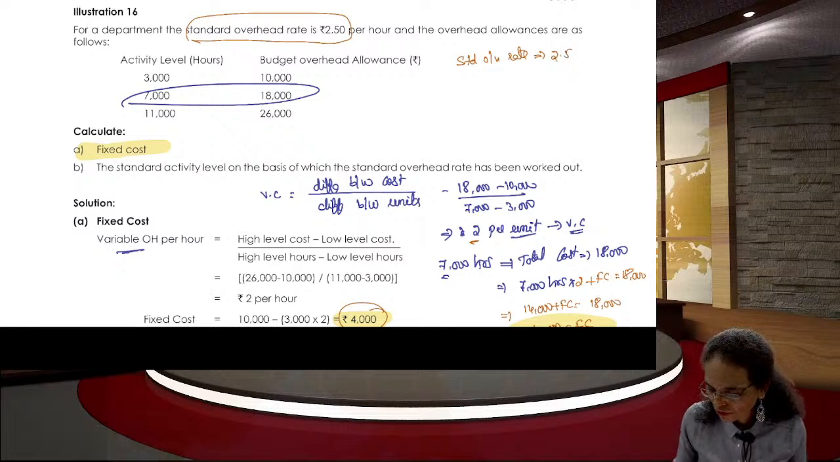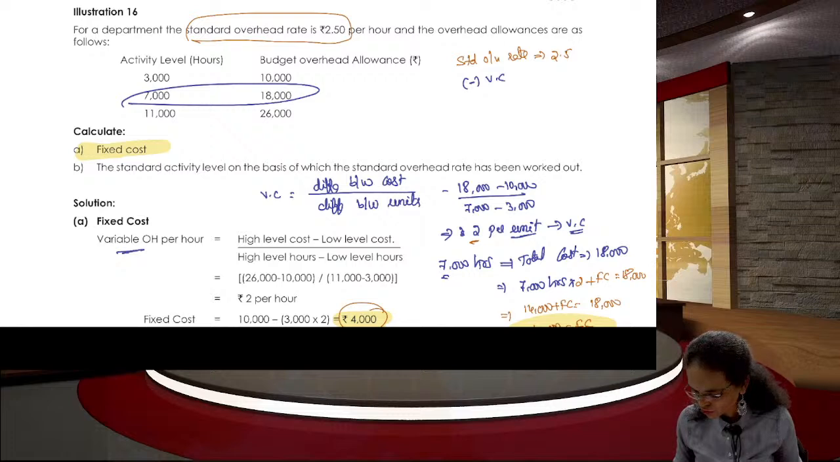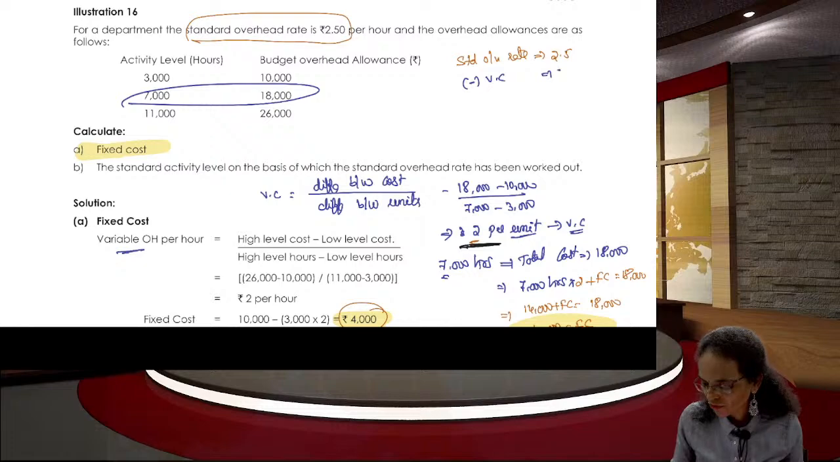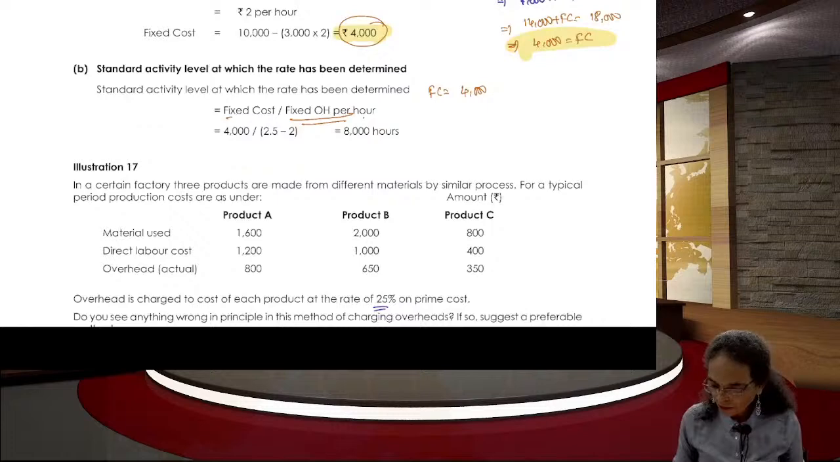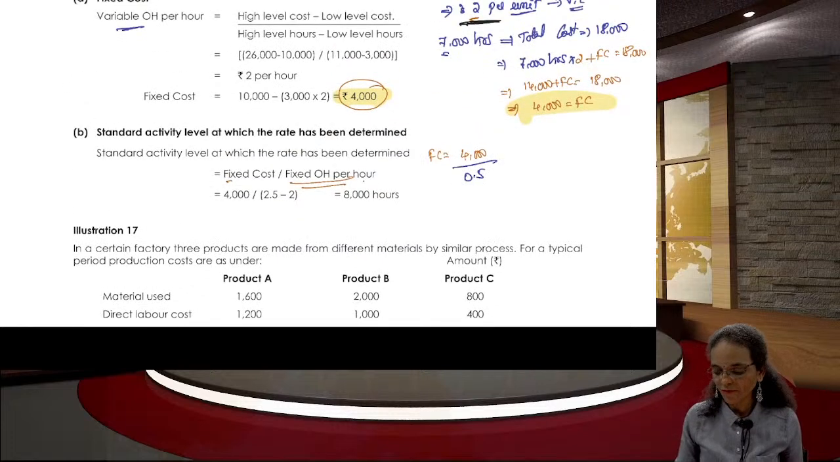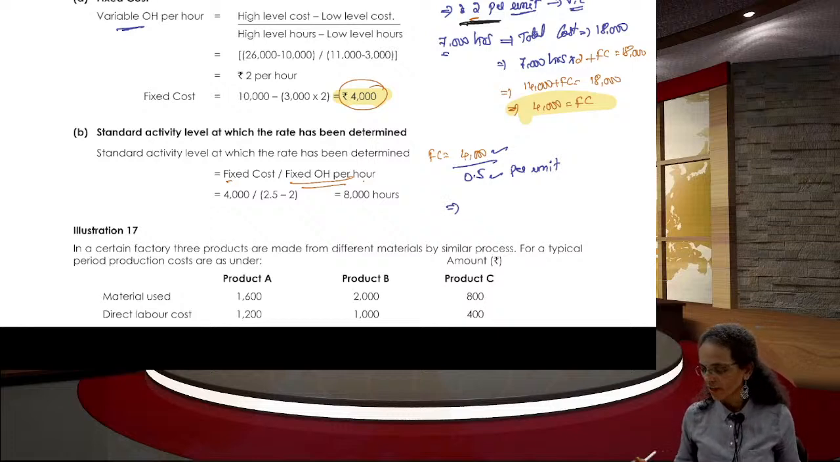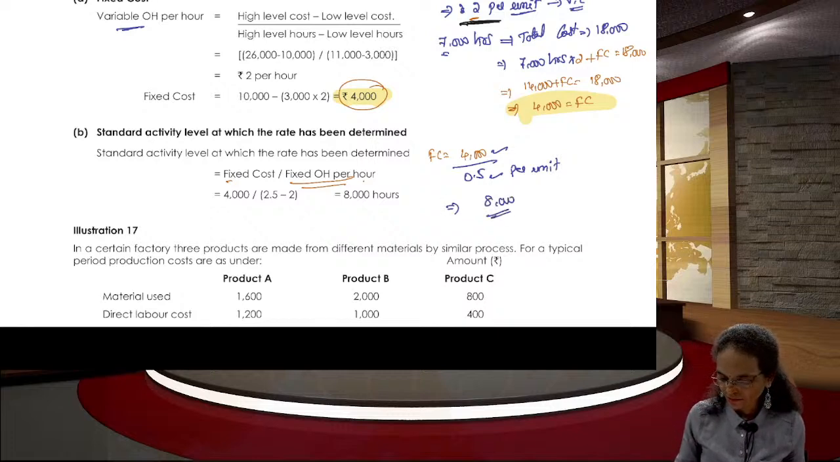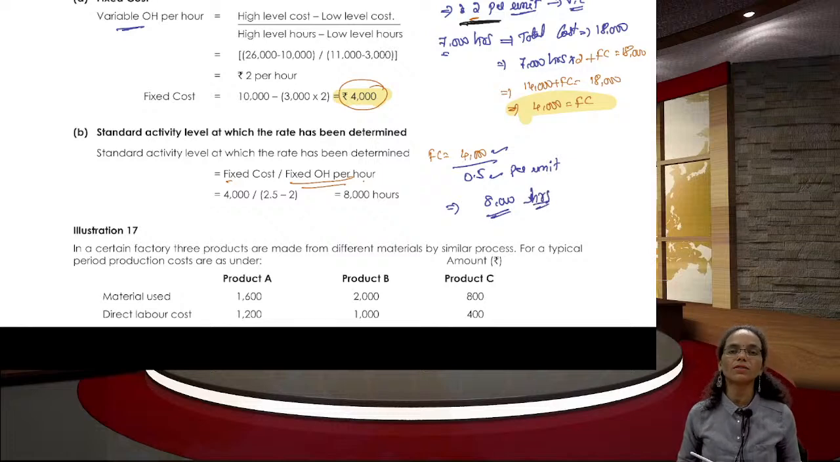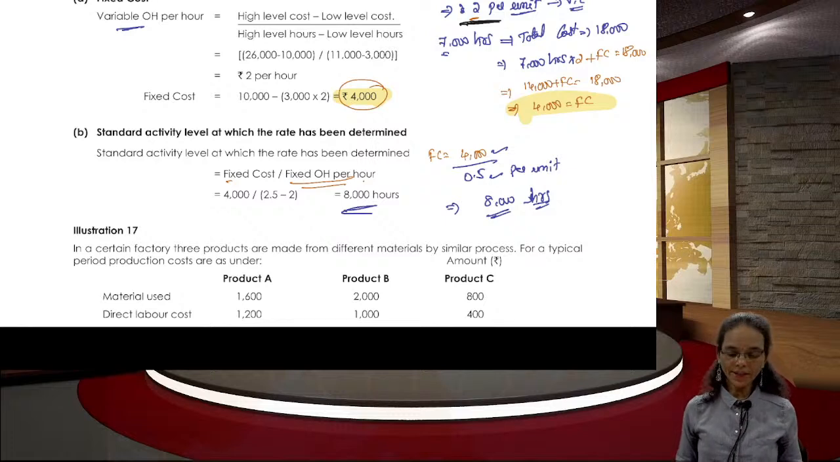From this, if you remove the variable portion, that is 2 rupees here, then you will come to know what is the fixed cost per unit. So 4,000 divided by 4,000, that is 0.5 paisa, is also the fixed cost per unit. So at what level has it been determined? 4,000 divided by 0.5 is nothing but 8,000 units. Sorry, hours. It is given in hours. Understood? That's it. Right? Understood?